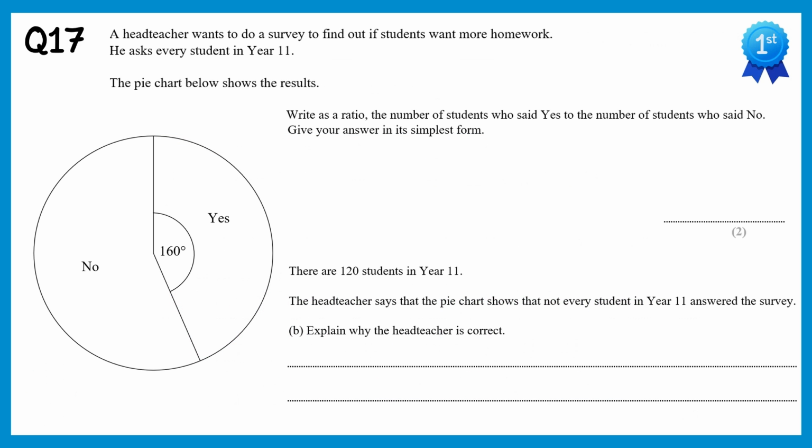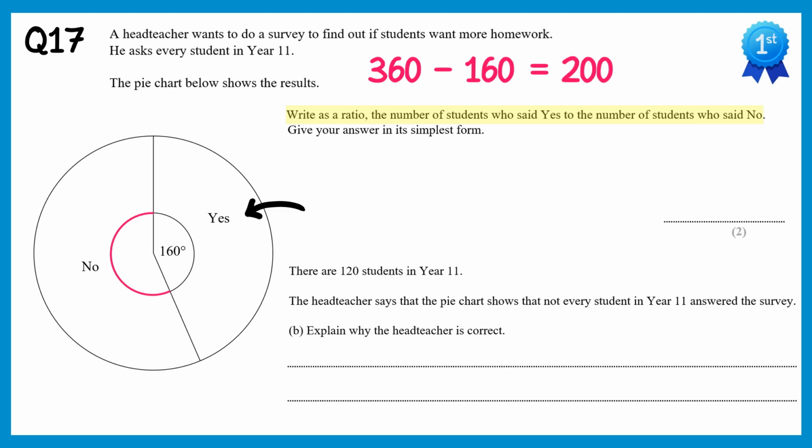In this question, we've been asked to write a ratio. It's the ratio of the number of students who said yes to the number of students who said no. So looking at the pie chart, you can see the section for yes here, and that's 160 degrees. It will be helpful to work out the angle for the side that said no. We should know that angles around a point add to 360, so if we do 360 take away the 160, we can find this red angle here, which is 200.